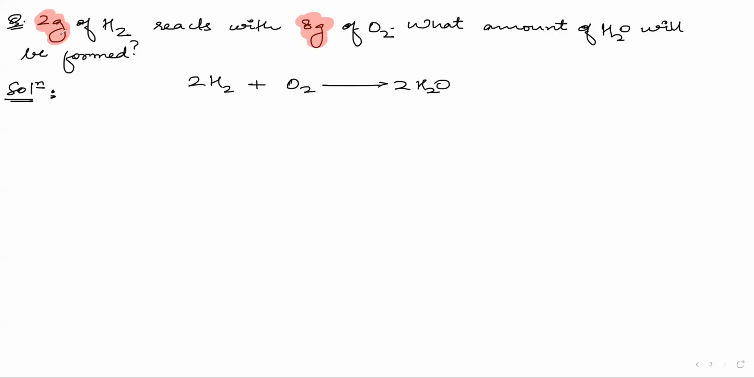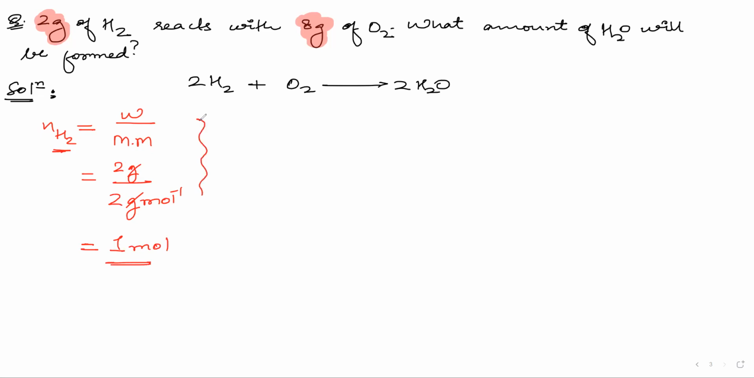So first of all, we will calculate the number of moles in 2 grams of H2 and in 8 grams of O2. For the number of moles of H2, this will be equal to the given mass divided by the molar mass. Whenever you have number of moles, you have 3 options: either the mass will be given, the volume of gas will be given, or the number of molecules will be given. Here we have been given the mass. So the given mass is 2 grams, and the molar mass of H2 is 2 grams per mole. So this will be equal to 1 mole.